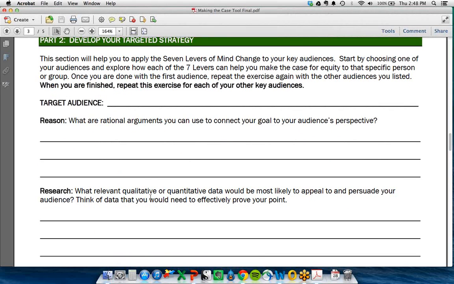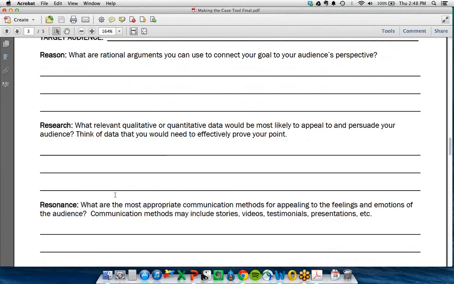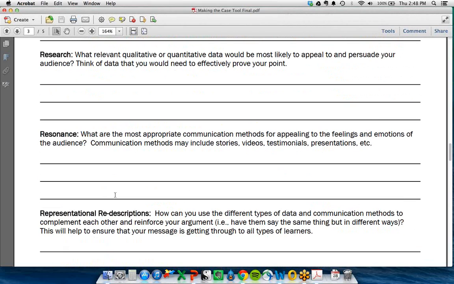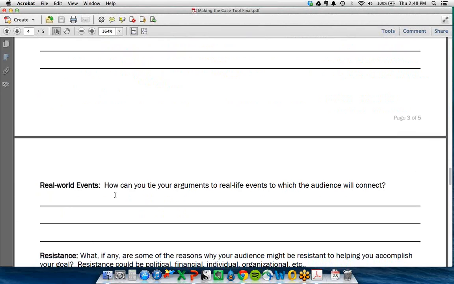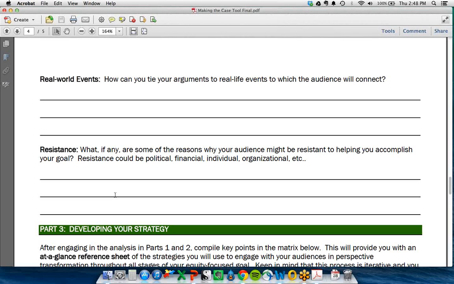Research, what type of data will you need? Where can you get it? How will you make your case? How will you move someone towards this perspective transformation using research? And so that goes through all of the 7 levers, right? So again, resonance, representational redescriptions, resources and rewards, real-world events, and resistance.